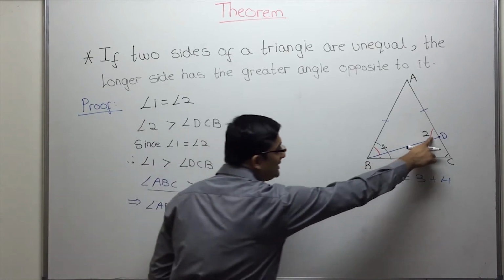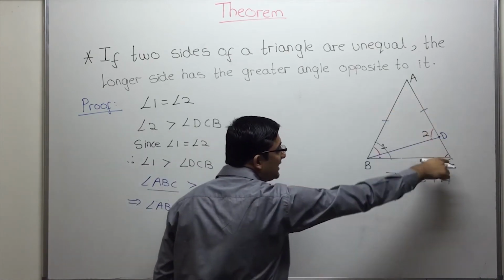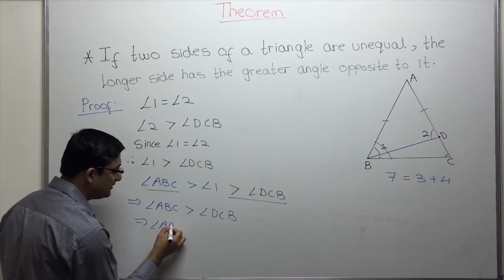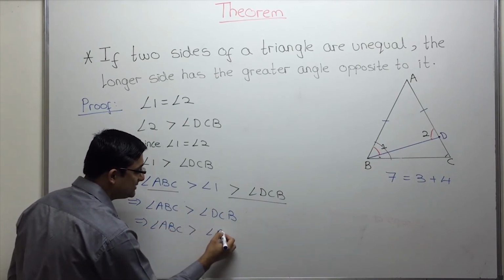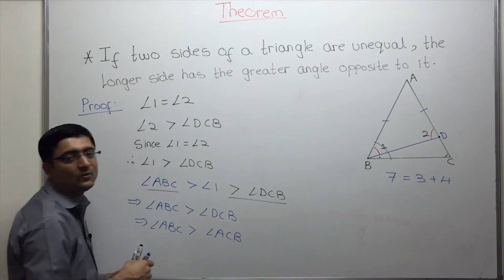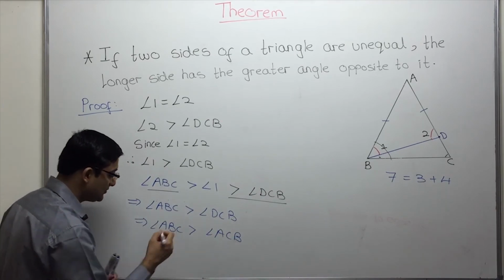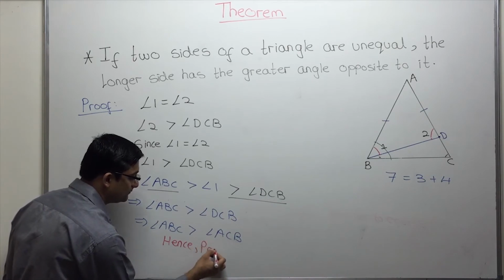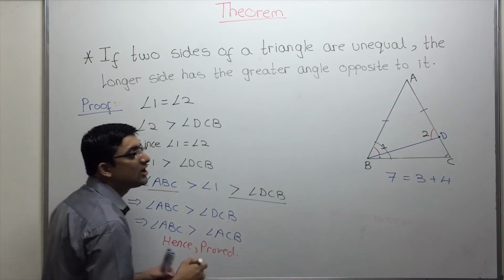Now what is angle DCB? Angle DCB is the same thing as angle ACB. So this is nothing but angle ABC is greater than angle ACB, which is exactly what we had to prove, right? So hence proved. So this is how you prove this theorem.